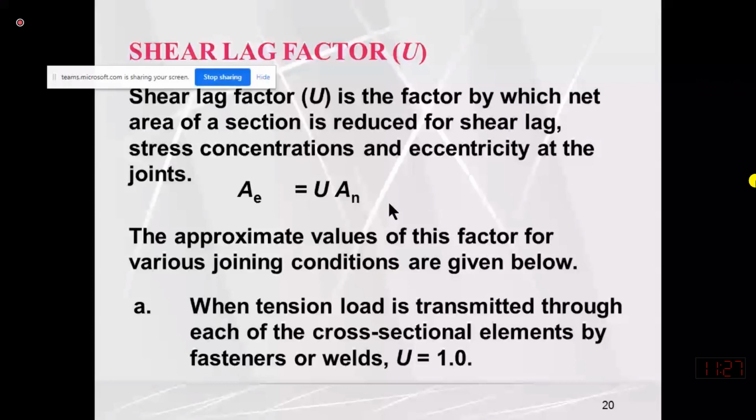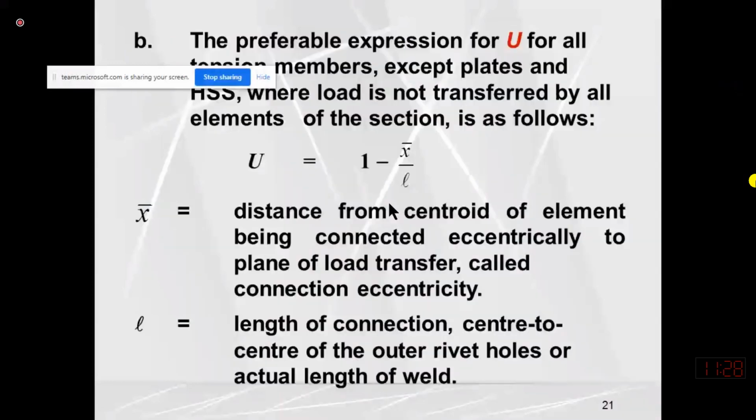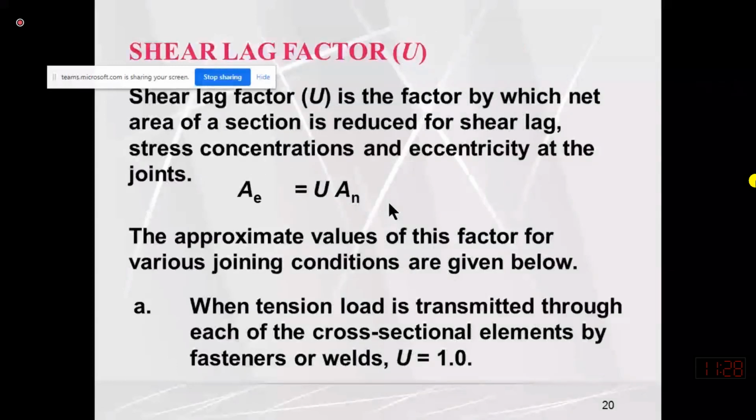So shear lag factor you can say is a ratio between effective area over net area. So what are the different values of shear lag factor? These shear lag factor values are specified by AISC. Shear lag factor applies when tension load is transmitted through each cross-section element by fastener or weld. When the entire area of one cross section is in contact with the entire cross-section area to be connected, then the shear lag factor value will be equal to 1.